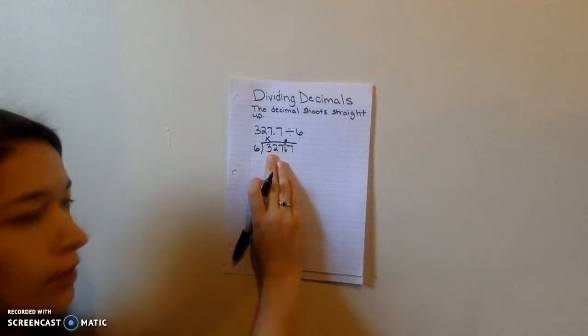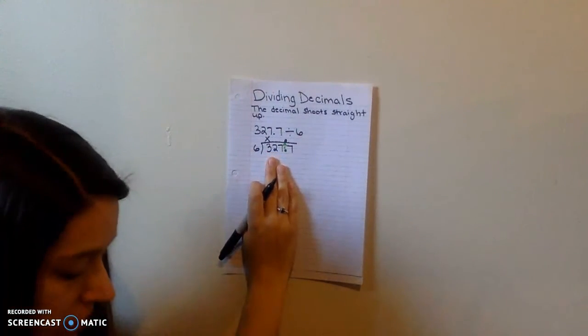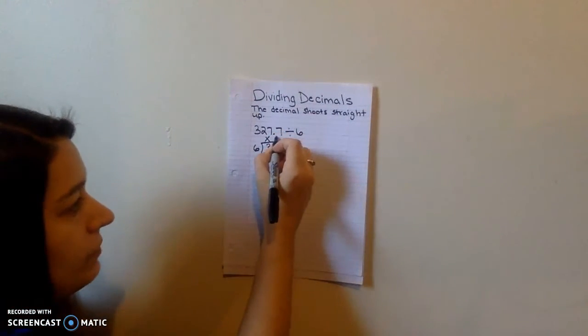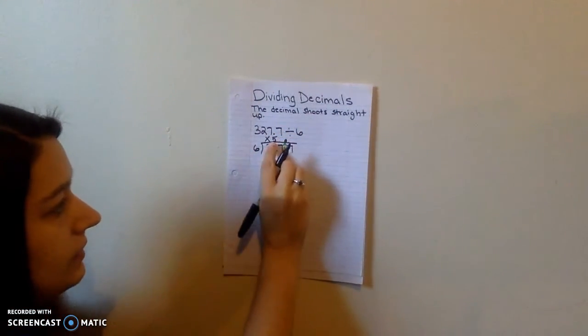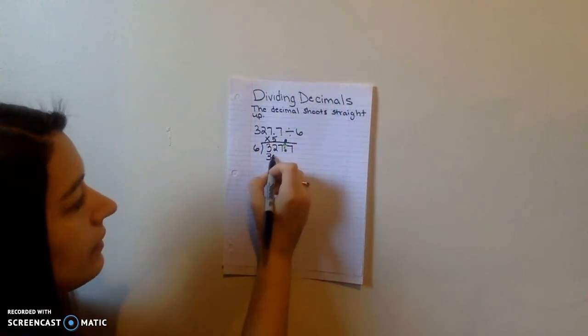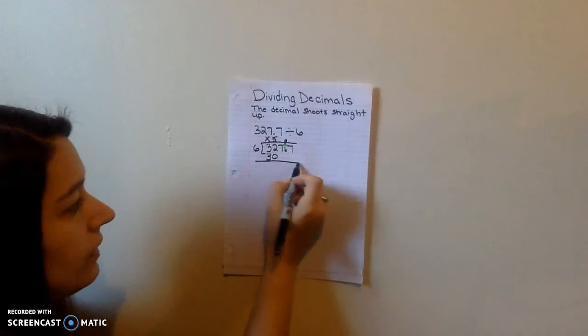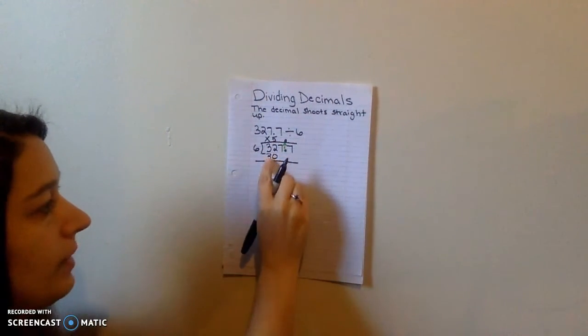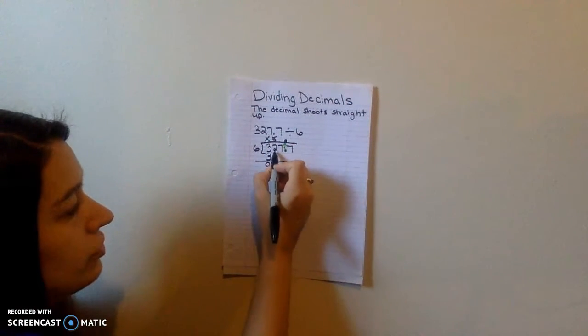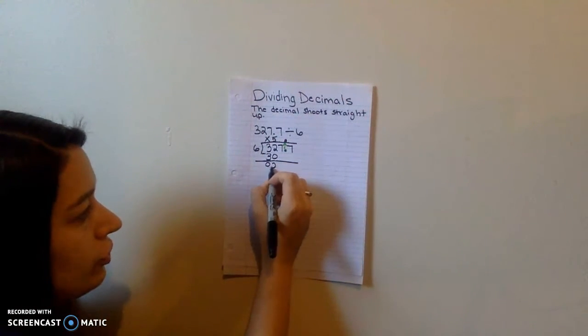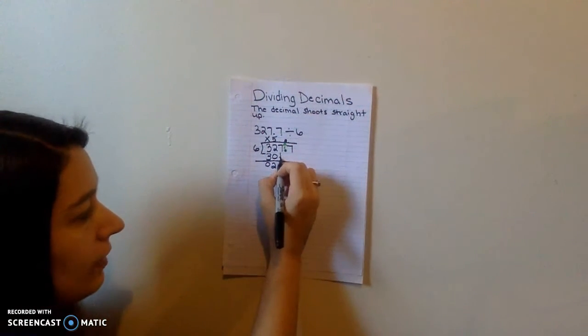6 can go into 32 though, and that is 5 times. 6 times 5 is 30. We subtract our 30. 3 minus 3 is 0. 2 minus 0 is 2. And we bring down our 7.